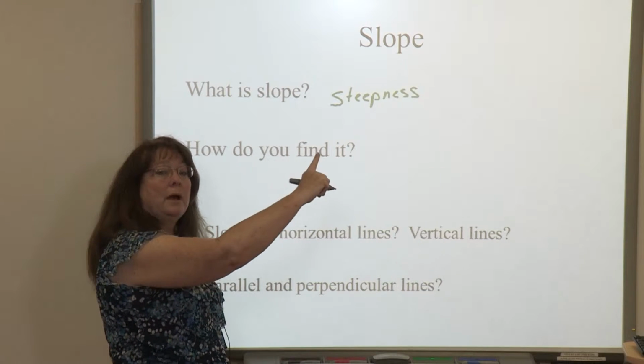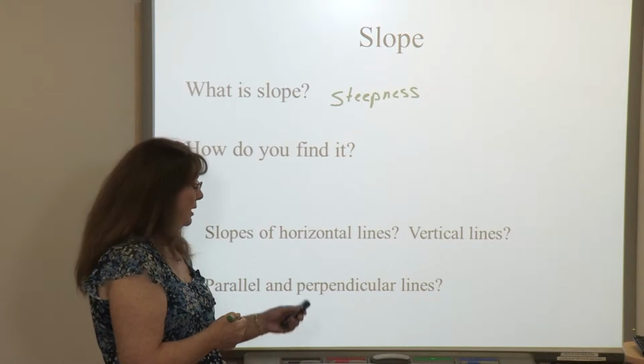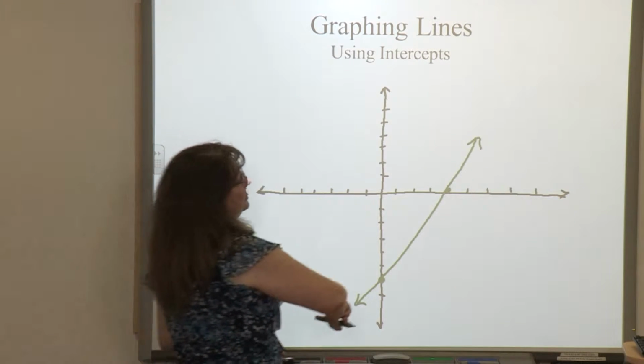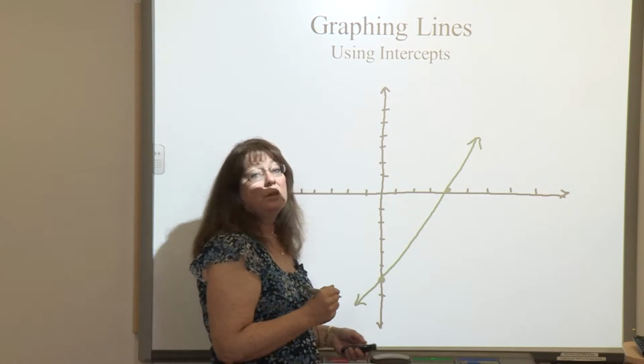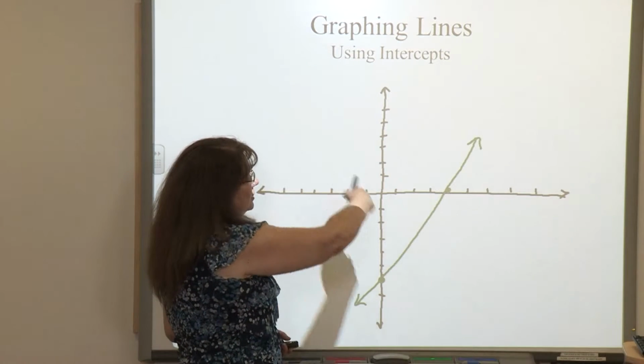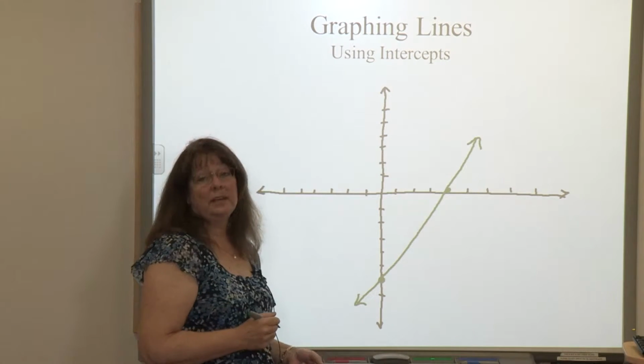You either look at the steepness and think about the line. If it looks like it's going uphill, it's going to have a positive slope. And the one that we just did had a positive slope. It looks like it was going uphill. Or if you have a graph for a line that looks like it's going downhill, then it's going to have a negative slope.